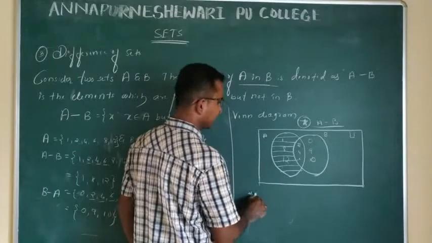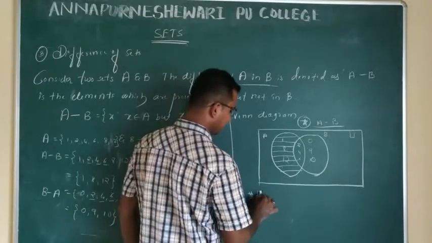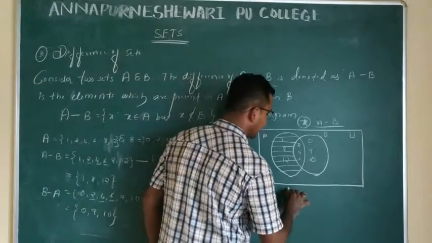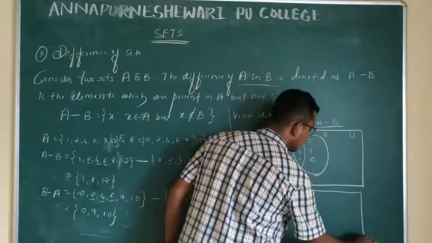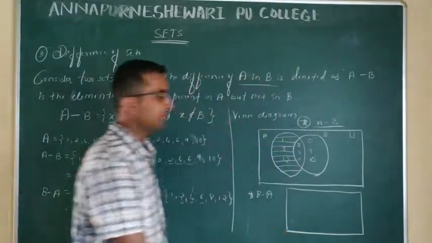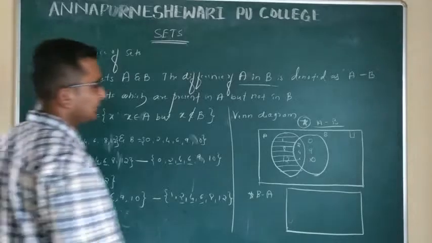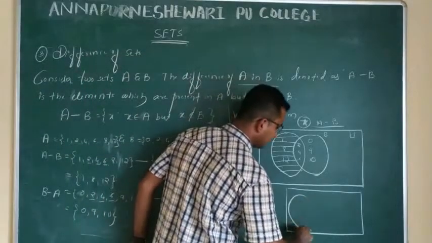Next one, the Venn diagram of B minus A. The elements are all the same. Getting the B minus A, again, first I will take the set B here.